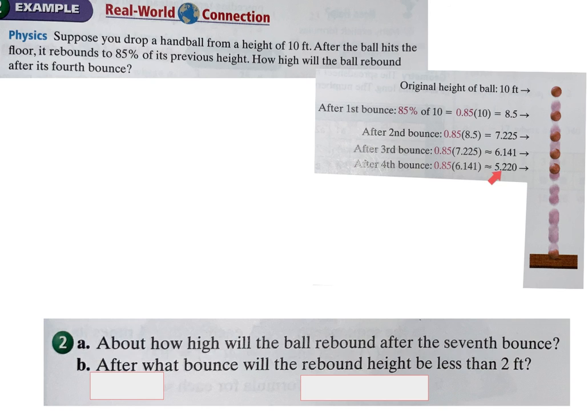Is there a pattern here? Yes. What are they doing? So look at this together. Yes, you multiply it until you get to the 7th bounce. So is there an easier way to do that?